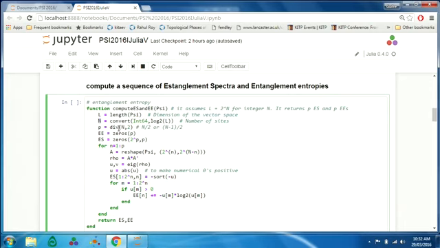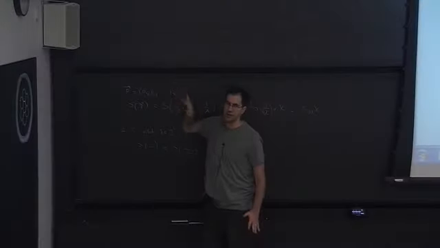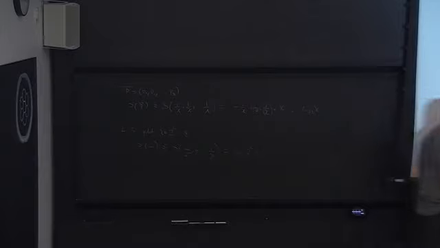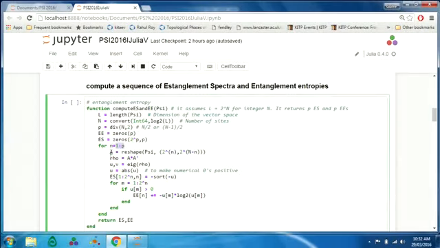And then we have a loop from 1 to p. It's a loop over the size of part A, from 1 all the way to p, which is either n over 2 or (n minus 1) over 2. And then for each value of p, we can compute the entropy. And that's happening somewhere here.